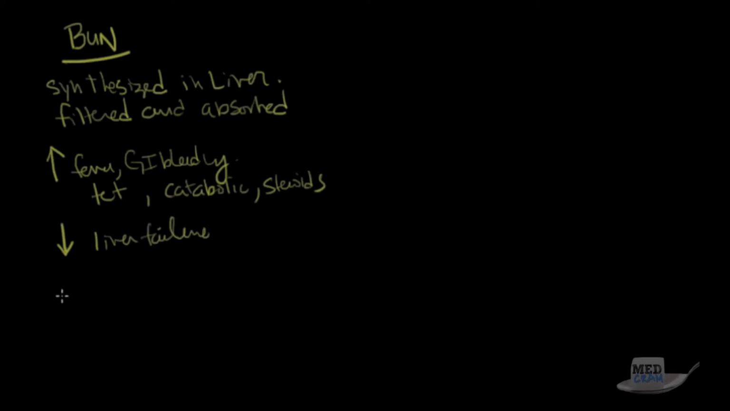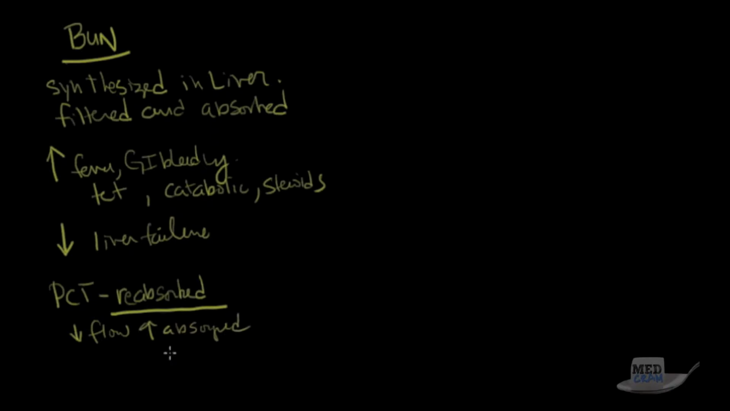Well, liver failure. And then what about the proximal convoluted tubule? We see that it parallels the reabsorption of sodium and water, and so we know that it's reabsorbed. Because of that, in a low flow state, it's going to be really absorbed, so it's going to go up.